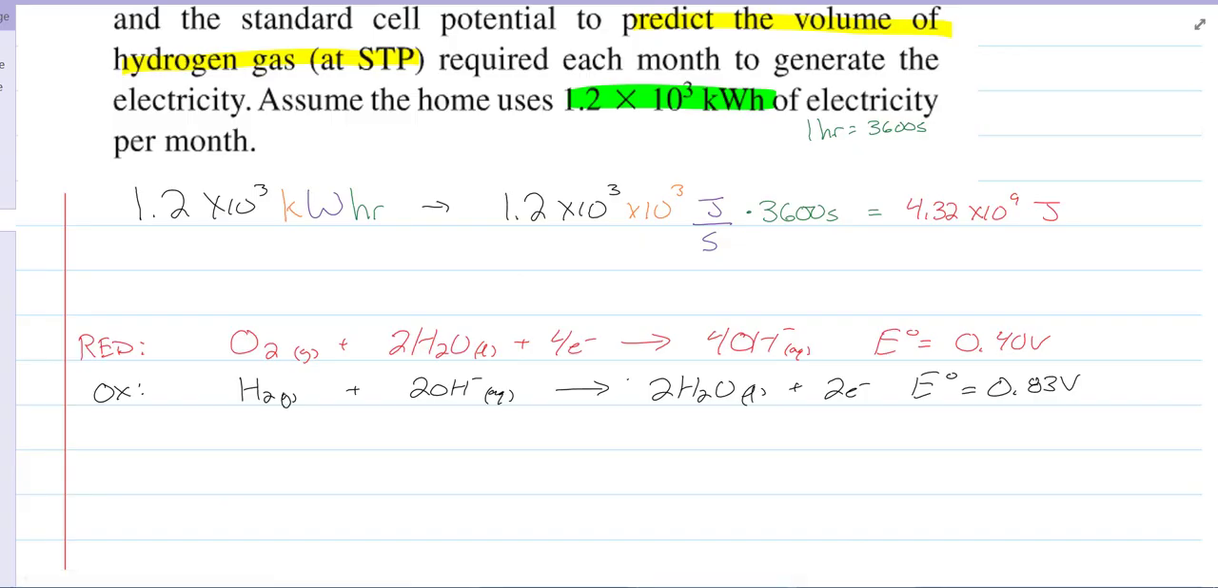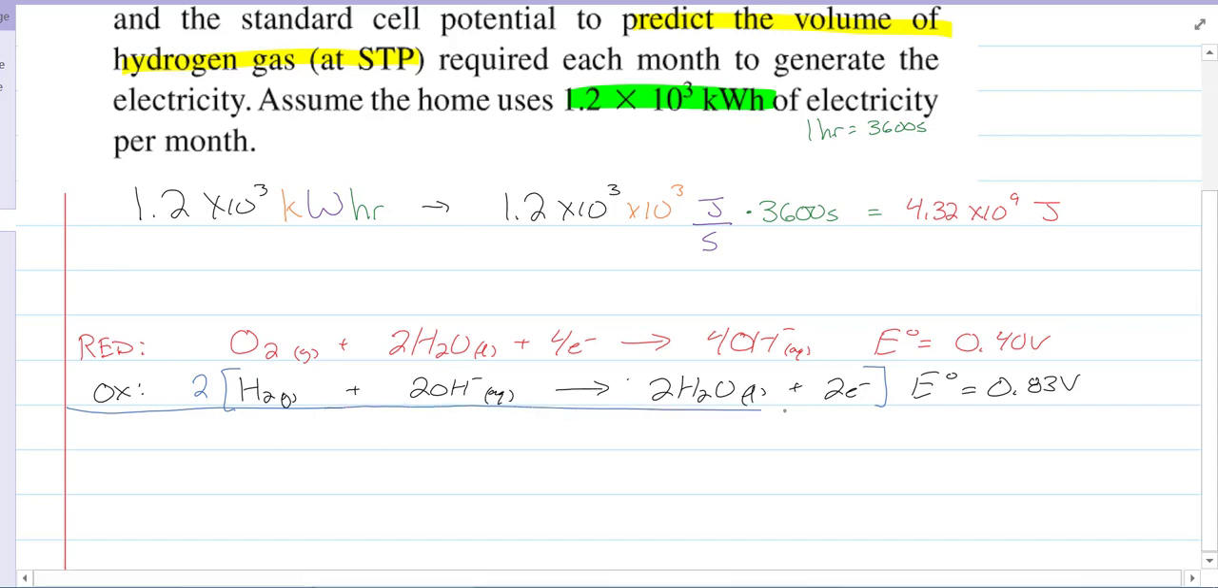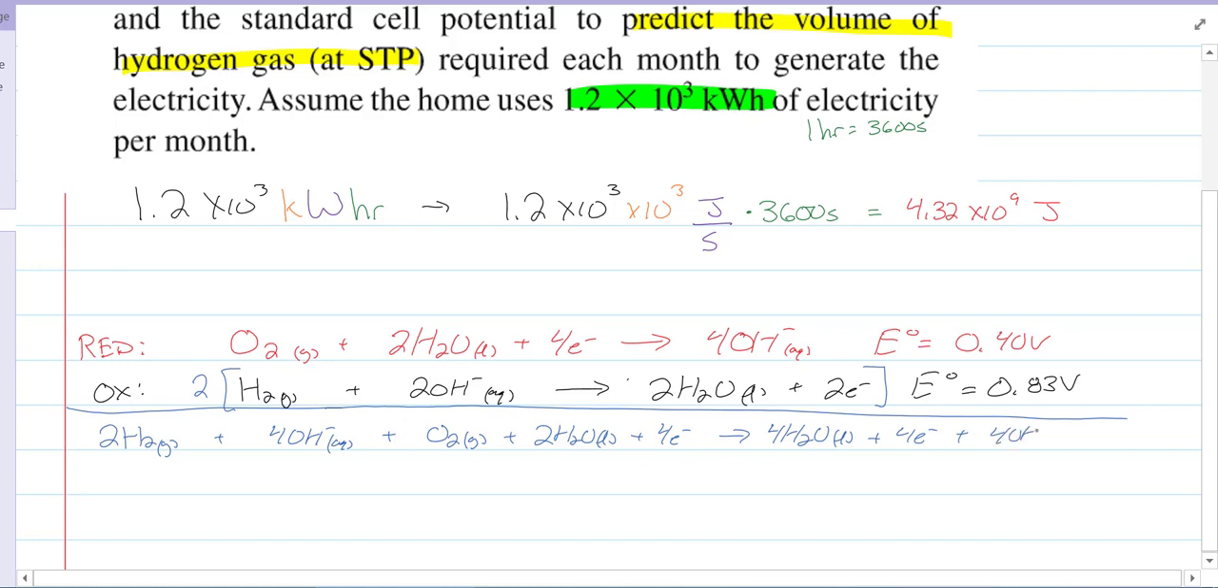So let's write those down. Now I have them written down, and we notice that the bottom one technically needs to be doubled. So if I add these up, we're going to get 2H2 gas plus 4OH minus aqueous plus O2 gas plus 2H2O plus 4 electrons going to 4H2O plus 4 electrons plus 4OH minus. And if I cancel out common things, we get 2H2 gas plus O2 gas going to 2H2O liquid.